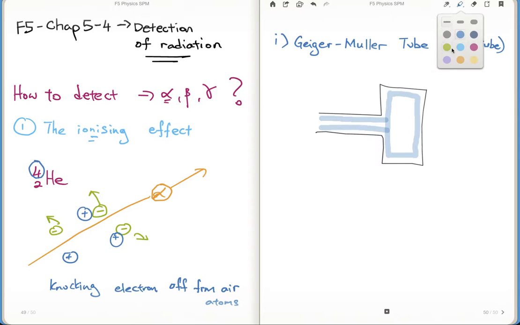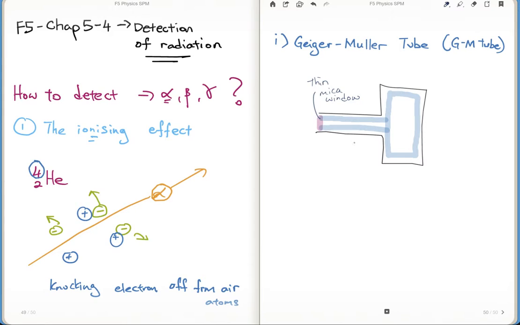Then they have a thin mica window. I'm sure you have your textbook with you, so I'm going to highlight the important parts. This is the mica window. Why do they not use silicon or another window? Because mica allows the alpha, beta and gamma, the ionized air or electrons, to pass through it.